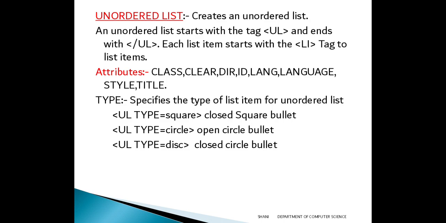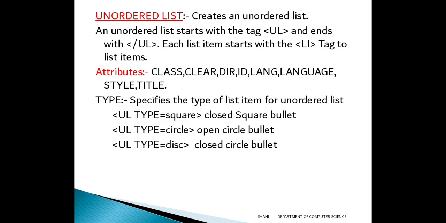Here you can see the type is different; it specifies the type of the list items for an unordered list. For example, UL type equals square means a closed square bullet, so it will give square bullets. In an ordered list, 1, 2, 3, A, B, C and so on are given. Here we give the bullet, so if we specify square, then the bullet will be in square shape.